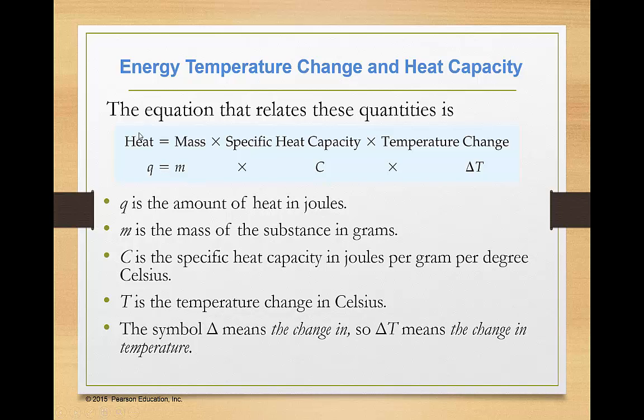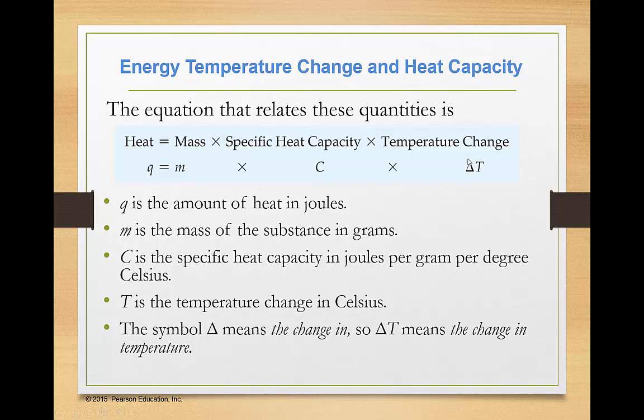But be aware, the equation that relates those quantities: heat, which is usually abbreviated as lowercase q, is the amount of heat given in joules. Heat is equal to the mass of a substance in grams, so small m, times specific heat capacity, which is being abbreviated as capital C here, that is joules per gram per degree Celsius, times the change in temperature.